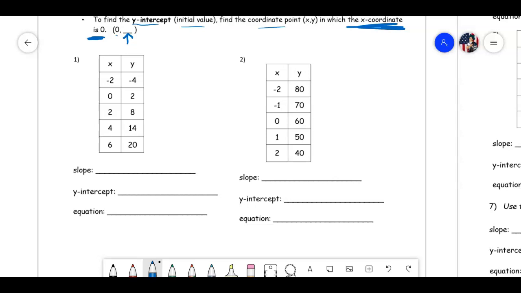Can you find the slope on number 1? Let's do it. Let's find the change in y first. All right. Change in y.